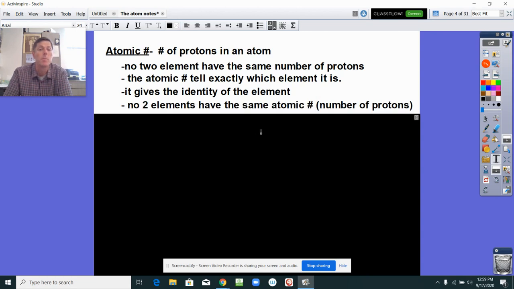And once again, no two elements have the same atomic number. So if something has 2 protons, atomic number 2, helium. If I can go across anywhere in the universe and I find something that has just 2 protons, it's helium.